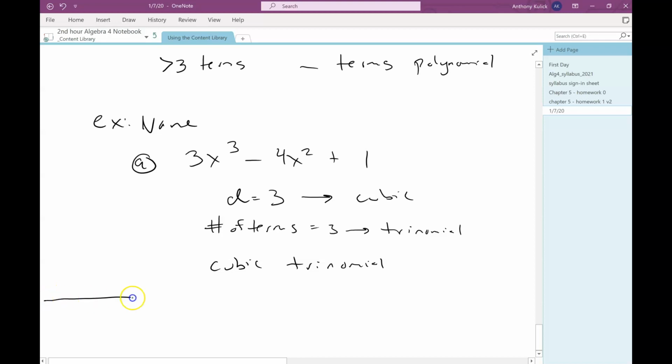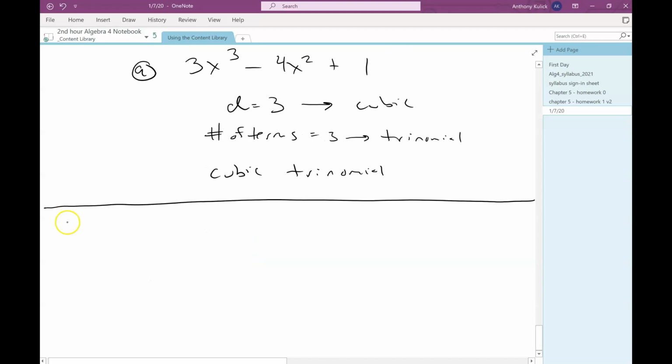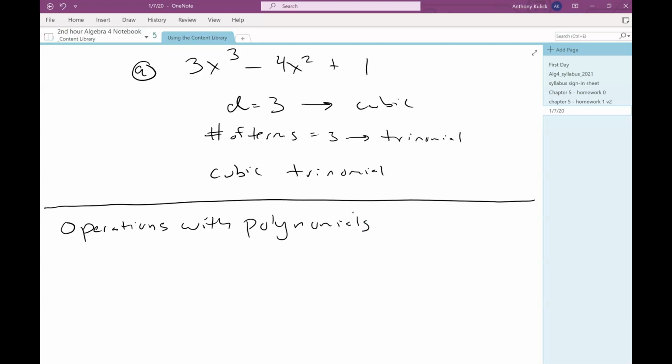We're going to move on now and start talking about operations with polynomials. So when we talk about operations, I'm talking about like addition, subtraction, multiplication, and division. Okay. And these are all relatively straightforward, or are things that are pretty similar to things we've already done.